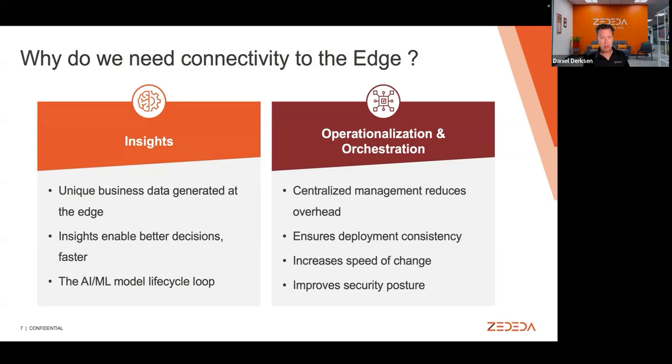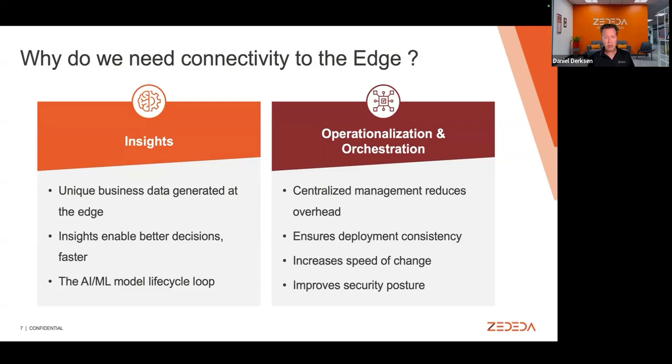We need some way of orchestrating it. So obviously having some management infrastructure centrally reduces the overhead versus having to go to all these different locations and sites to manage their things one by one, right? What it also brings is deployment consistency. There's nothing worse than having 3,000 devices deployed out there, but not quite being sure how each of those devices is configured. We want speed of change.